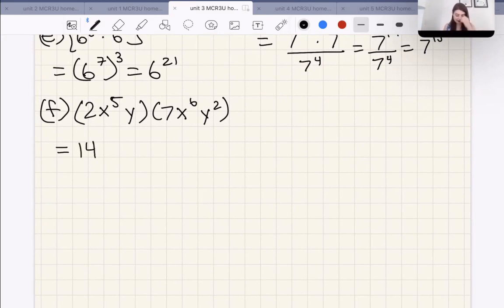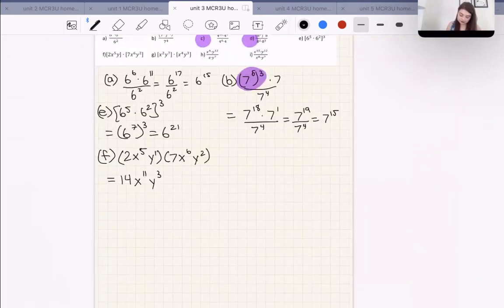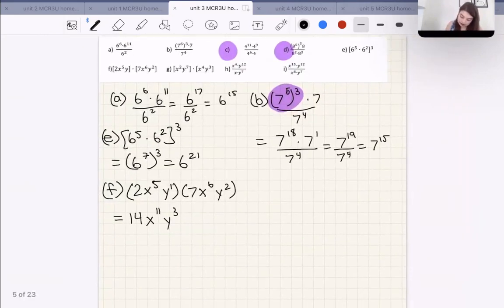Then we have x to the power of 5 times x to the power of 6, which if we add those exponents, following that first law, we get x to the power of 11. Then for y, we have y to the power of 1 times y to the power of 2, and that is y cubed. And so that's our answer. Now G is very similar, so I'll leave that one for homework too. And H and I are similar, so I'll leave I as homework and we'll go through H together here.